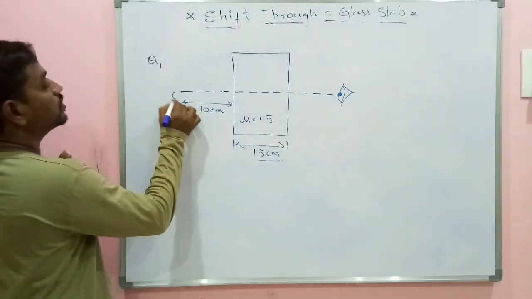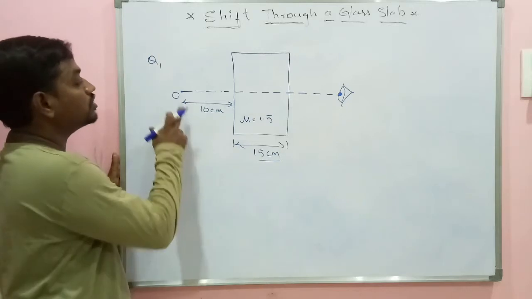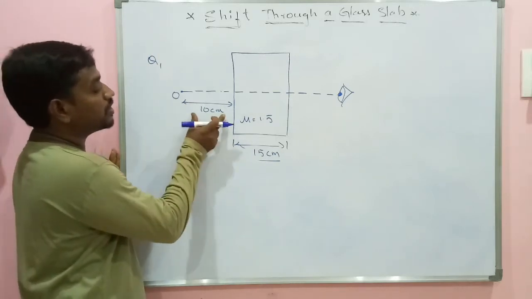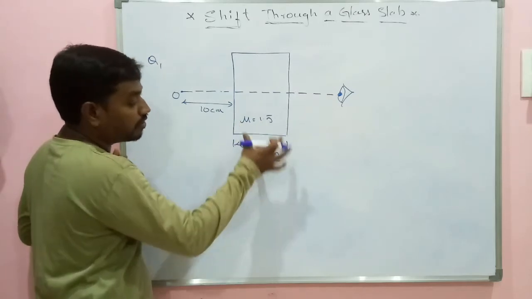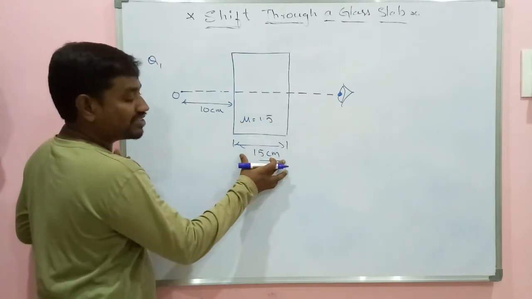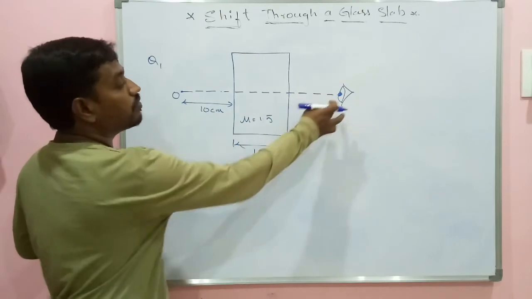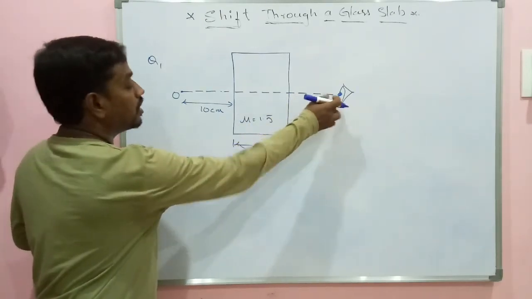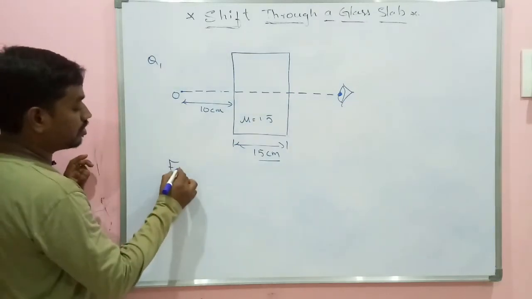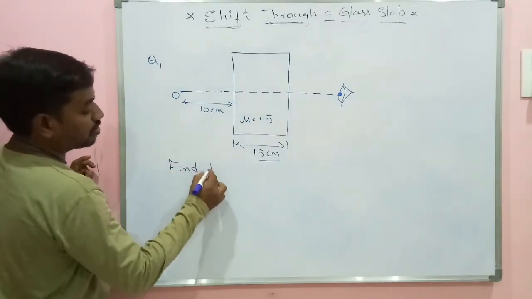So let this be object O. The question is, an object O is placed at a distance of 10 centimeters from a slab of refractive index 1.5 and thickness 15 centimeters. Then what is the shift seen in the object as seen by the eye here? So find the shift.